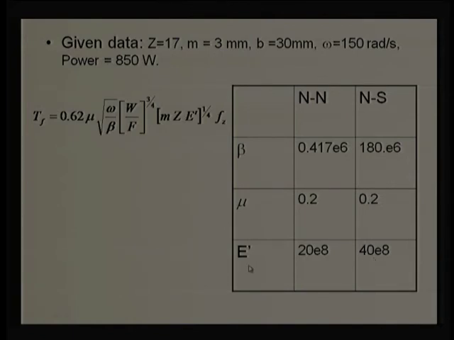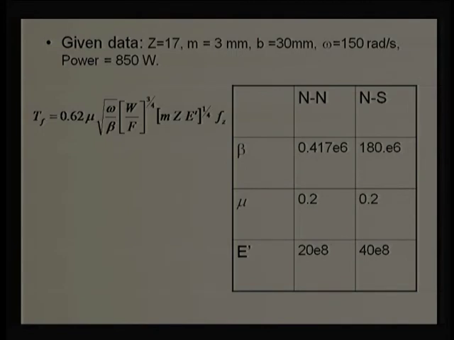So, once we know E prime, we know Z here, we know M here, we know F, we can find out W. This omega has been given to us, and the coefficient of friction from the previous table we can figure out as 0.2, nearby 0.2, even though we know that nylon and steel will give slightly lesser coefficient of friction compared to nylon versus nylon, but we can take almost the same value, 0.2, to find out what is the overall temperature.